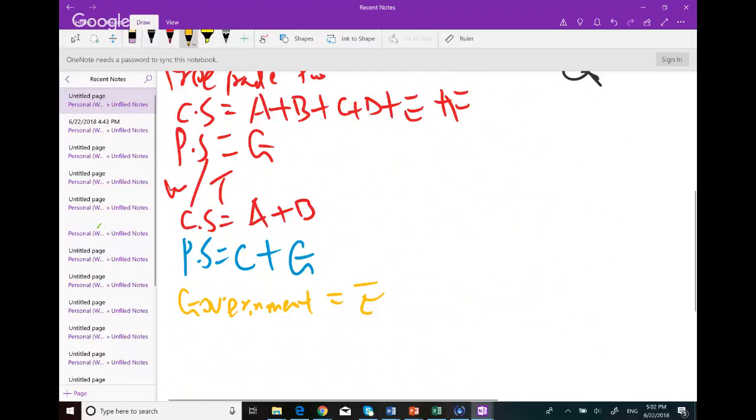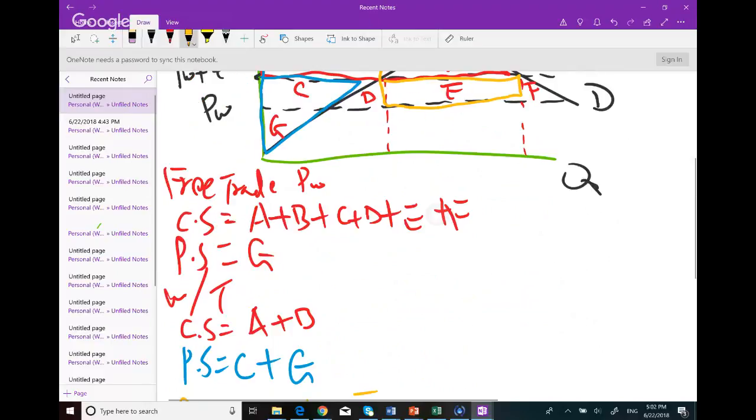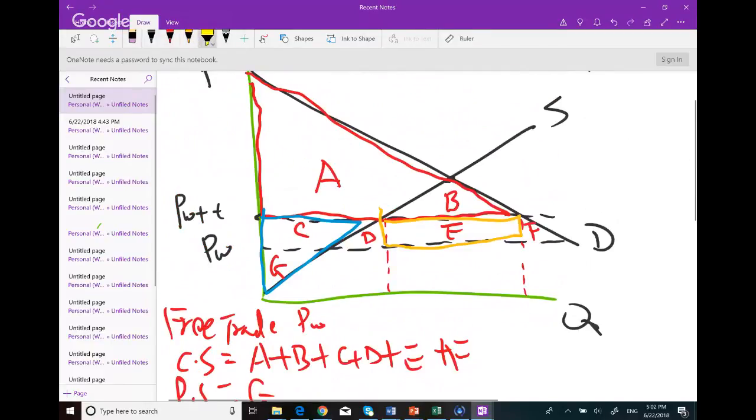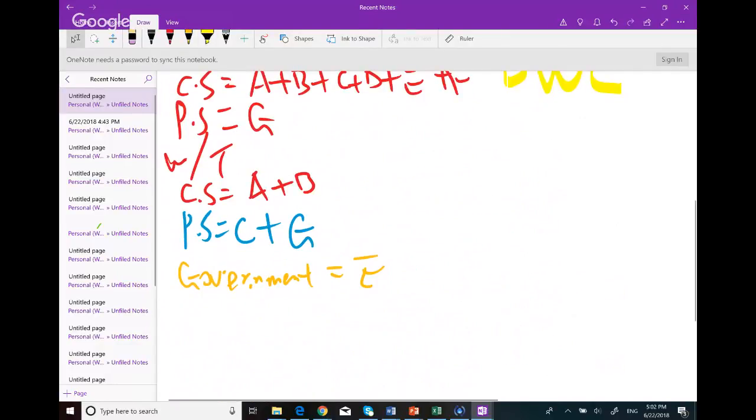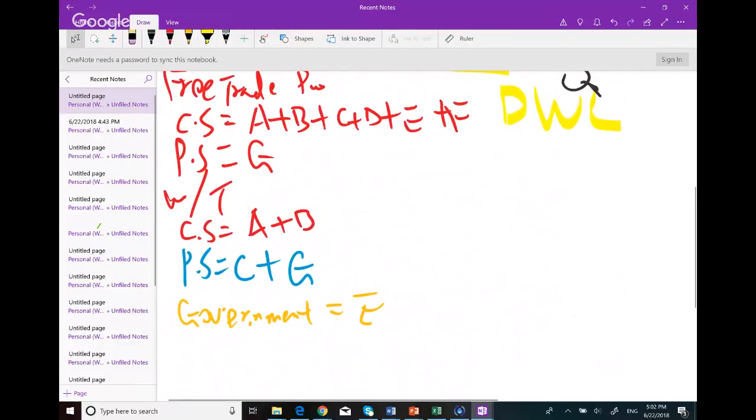Now, what happened to the other areas, D and F? Nobody has it, right? So D and F, remember this from previous chapters, this is called deadweight loss. That means the economy is worse off because we're losing some total surplus. So a tariff works, but it will lower your efficiency and create more deadweight loss, which means a tariff is bad.